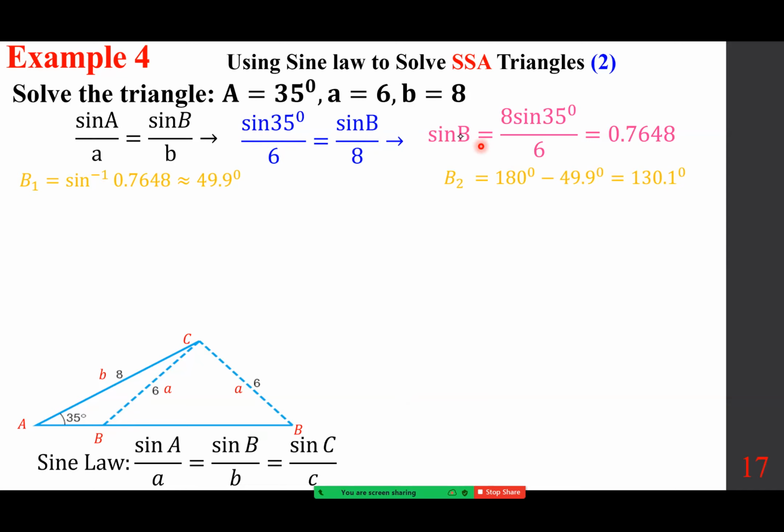In any event, the next one is to add these two and subtract it from 180. So we have 84.9 degrees subtracted from 180, giving us 95.1 degrees. And now we can use the sine law.